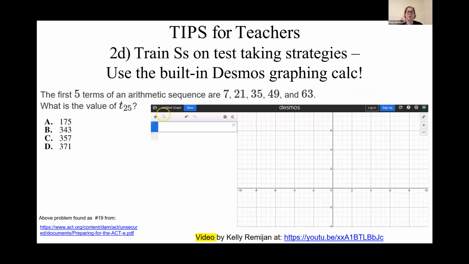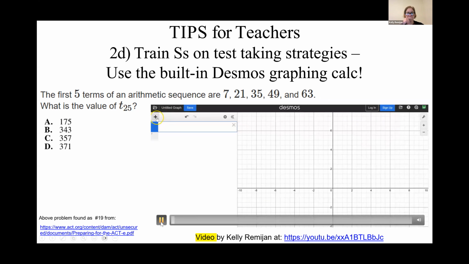Here's another example using the built-in Desmos graphing calculator. If I was doing this by hand, I probably would have done a T-chart, X, Y. First one is 7. Second one is 21. Third is 35. And then you'd have to figure out the relationship. So watch this.